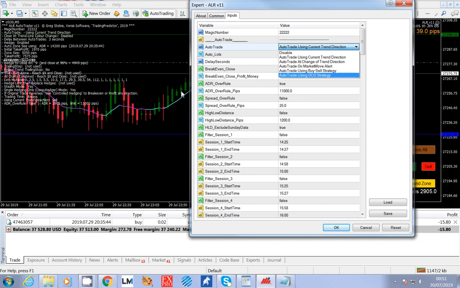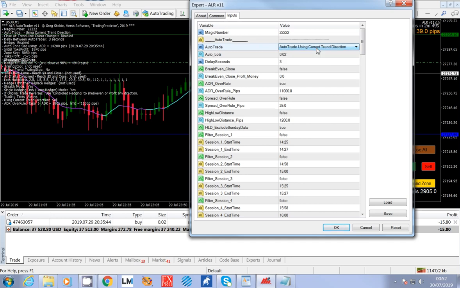Once it makes its mind up what direction it's going, the pending buy and pending sell orders are there to catch the respective one, and the other one is closed. So that is what OCO does. So that's your auto trade options.